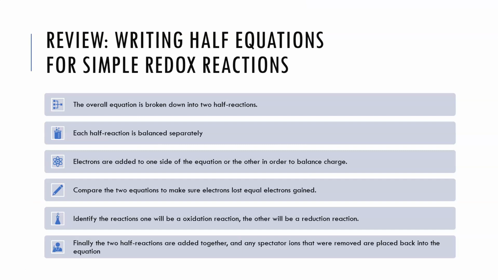You may recall that the overall equation when we go to balance a redox equation is broken into two half equations. One will be for the oxidation process and the other will be for the reduction process. So we're going to have one where the electrons are on the left-hand side, and one where the electrons are on the right-hand side, because we need to be able to cancel the electrons out when we bring the overall equation together. Each half reaction is balanced separately. Electrons are added to one side of the equation and then the other in order to balance charge. We compare the two equations to make sure the electrons lost equal the electrons gained.